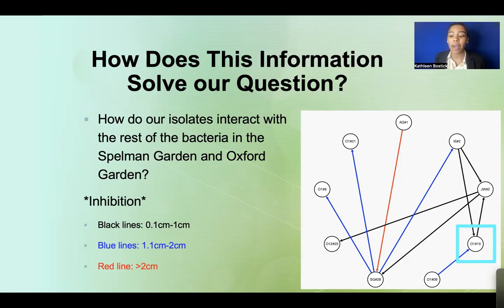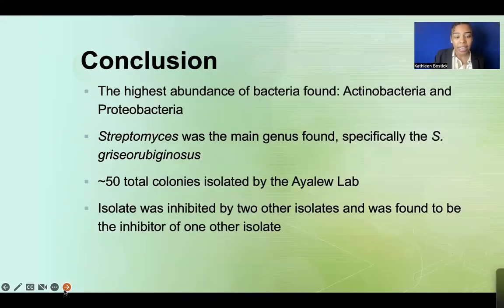So it's very evident that not only does the bacterial isolate that I was investigating play a role in the soil microbiome, but it also inhibits. Not only does it inhibit, but it's also being inhibited by. So in conclusion, what we found most majorly within this entire investigation is that the highest abundant bacteria that was found was actinobacteria and proteobacteria. Actinobacteria had a high amount of Streptomyces that was specifically under the genus Grisio rubinosis. And this particular bacteria was really interesting in terms of understanding the antibiotic contribution that it pertains to the soil microbiome.